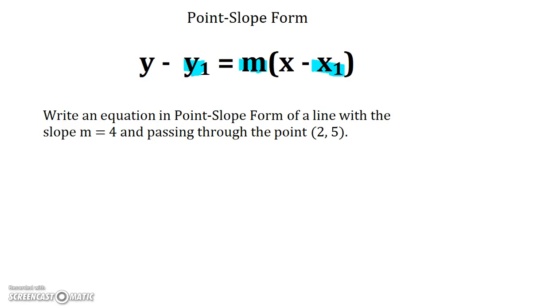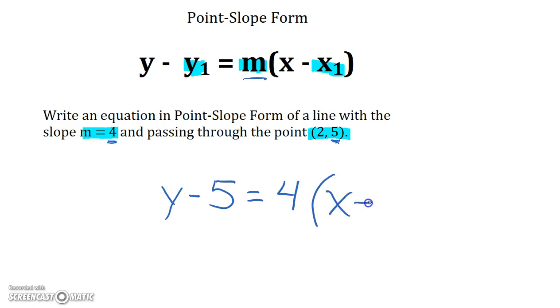The problem already tells us the slope, and it tells us a point. So all we're doing now is substituting. We have y minus the y-coordinate of our point, which is 5, equals our m, which is 4, times x minus our x-coordinate. And that's how you would write it. Let's move on to another one.